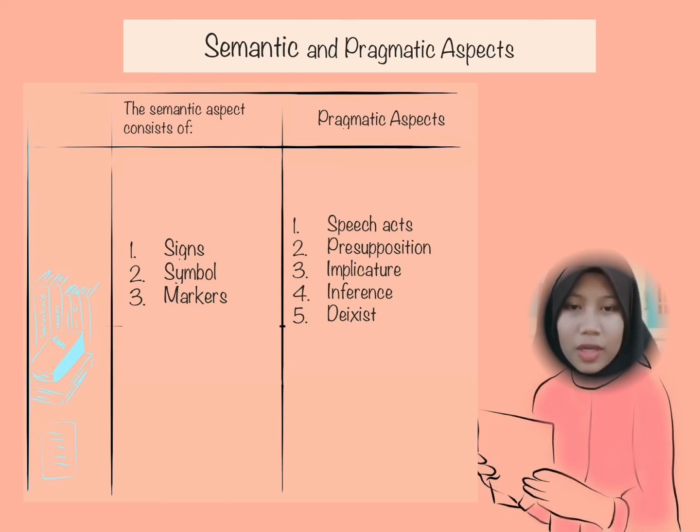3. Implicature is the meaning or message that is implied in oral expression or written discourse. 4. Inference is a process that must be carried out by the listener or reader to understand the meaning not contained in the discourse expressed by the speaker or writer. And the last is deixis. Deixis is contextual information, lexically or grammatically, that refers to certain things, either objects, places, or times.